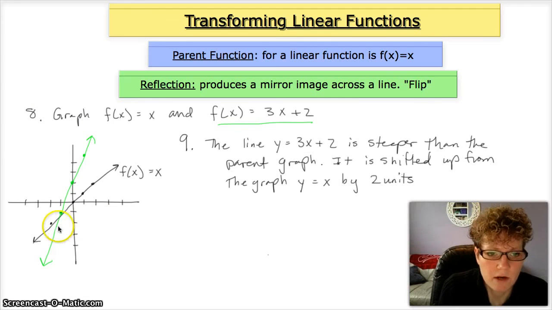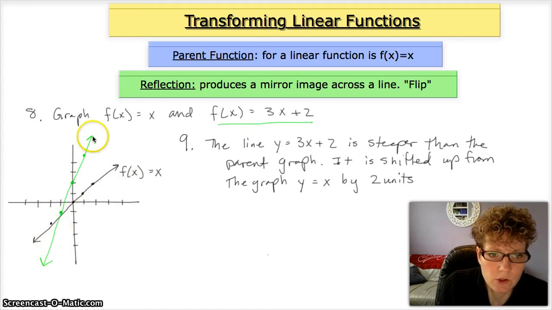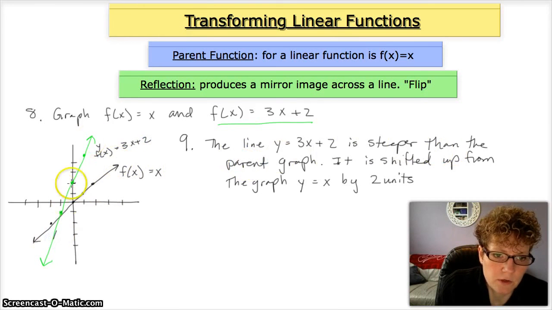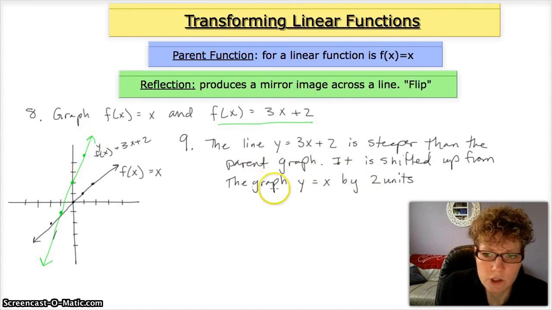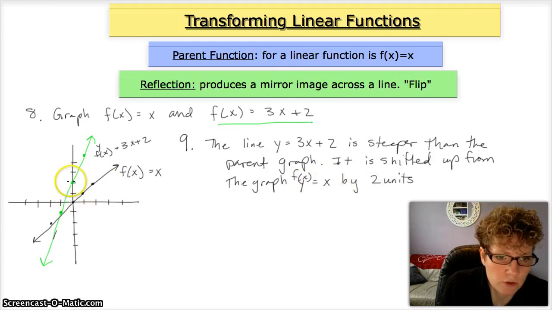So summarizing this final one, this is our parent line, and then this is the new one. So the line of y equals 3x plus 2, which is this one, f of x equals 3x plus 2, is steeper than the parent graph. So looking at this one, see how it's much steeper, goes up much more drastically. And then it is also shifted up from the graph of y equals x, or I should write f of x. Okay, that's the parent graph. It's shifted up 2 units. So it's shifted up 1, 2, and then it's much steeper.